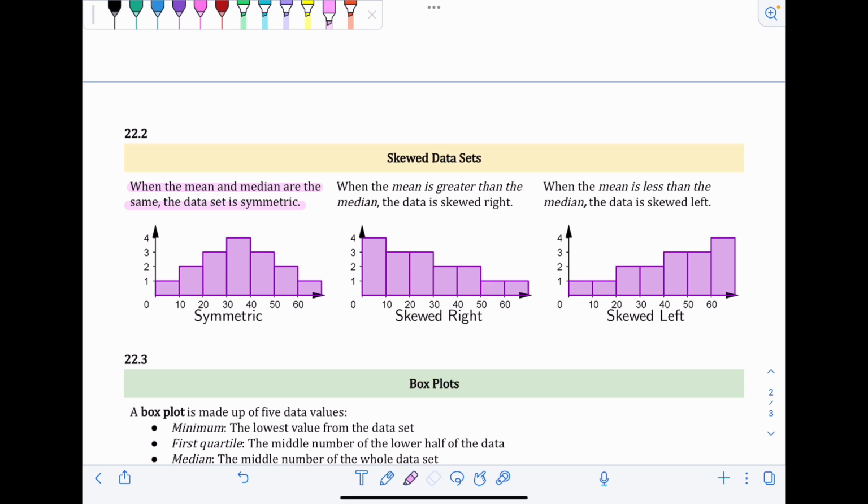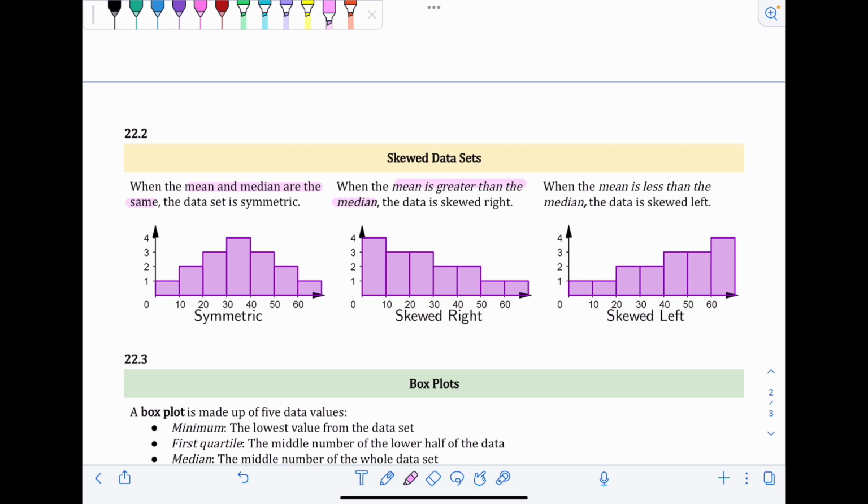In the second box, I'm actually just going to highlight that the mean and median are the same is what causes it to be symmetric, just so we have a little bit less highlighting going on. We can focus on the key points. So mean and median are the same. That's going to be what makes it symmetric. And then when the mean is greater than the median, the data is skewed right. So this is an example of a graph that's skewed right.